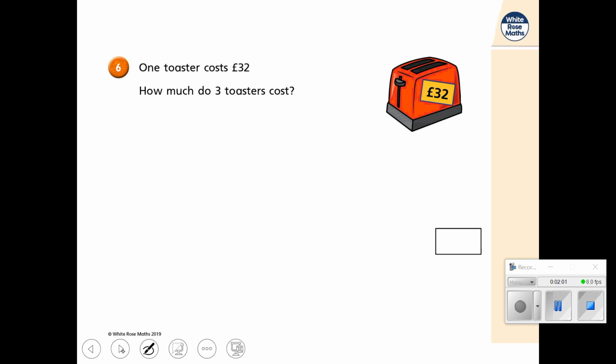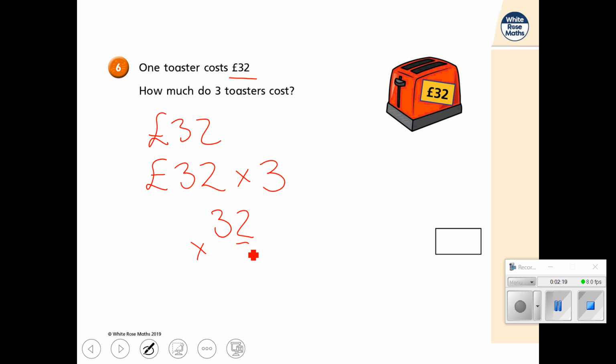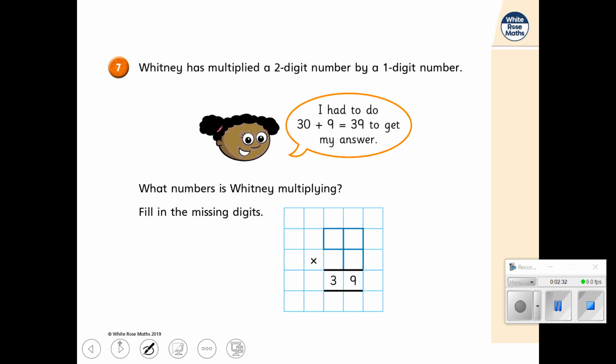Okay, we'll move on. A toaster costs £32, and we want 3 toasters. So the calculation we are doing is 32 multiplied by 3. If I lay this out as a column multiplication, I have 32 multiplied by 3. So 2 times 3 is 6, 3 times 3 is 9. So I know that he is paying £96 for his 3 toasters.